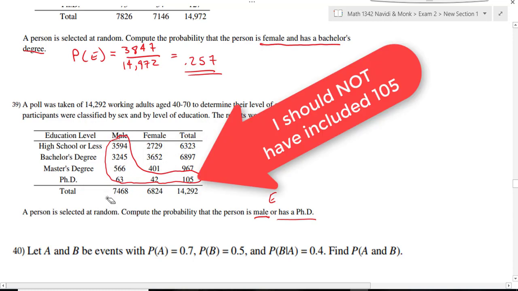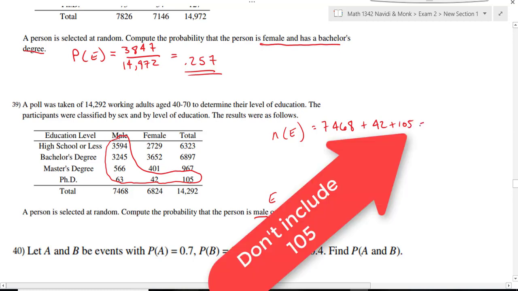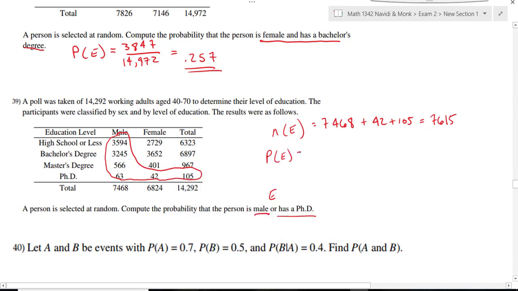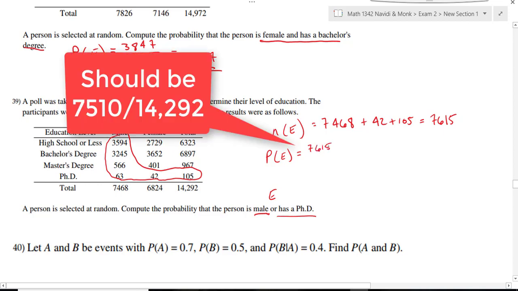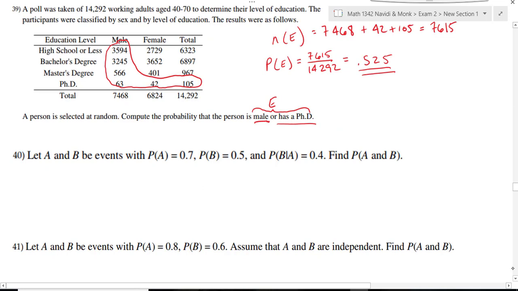Since I already have a total for the male column, this is going to be 7,468 plus 42 plus 105. And what do we get for that? 7,615. How many elements are in my sample space? All of those. So the probability of my event is going to be 7,615 divided by 14,292. And when we put that in our calculator, what do we get? 0.525. Number 40. Let A and B be events with the probability of A is 0.7.